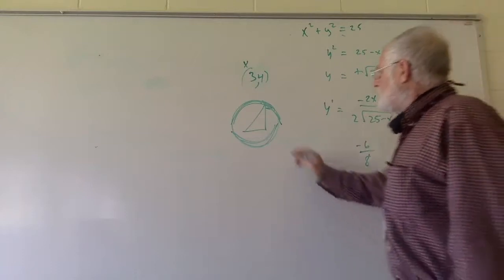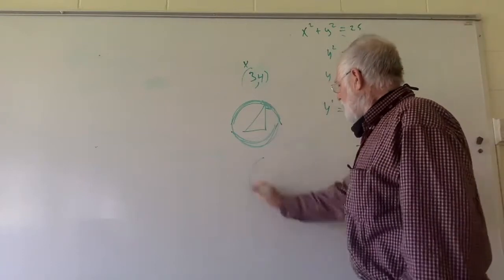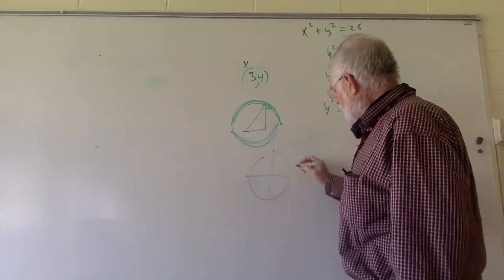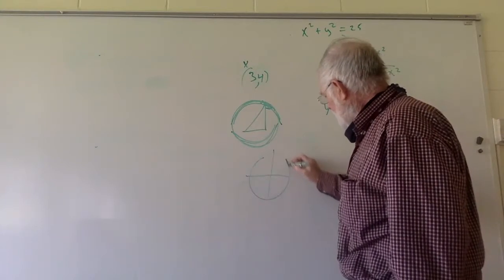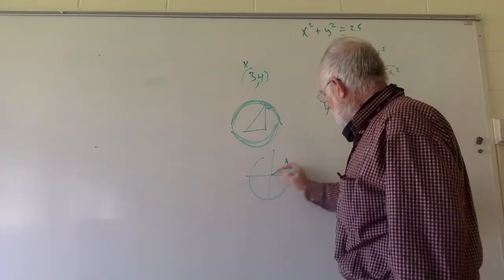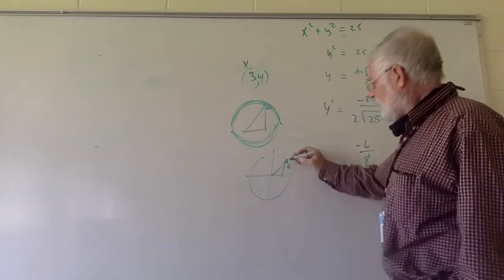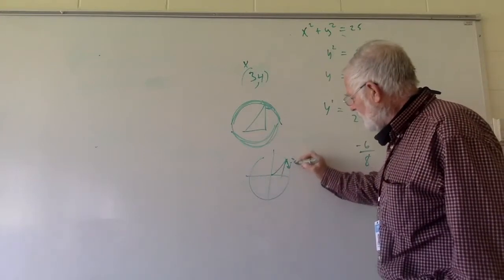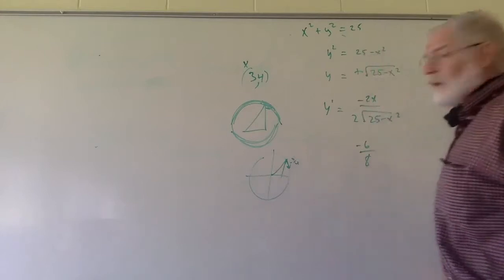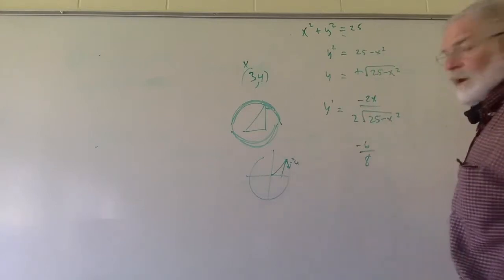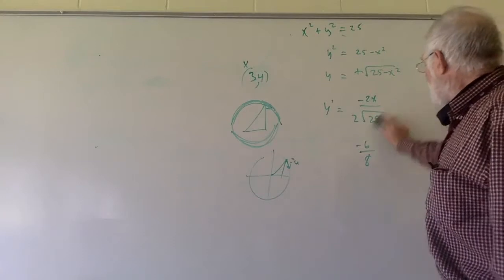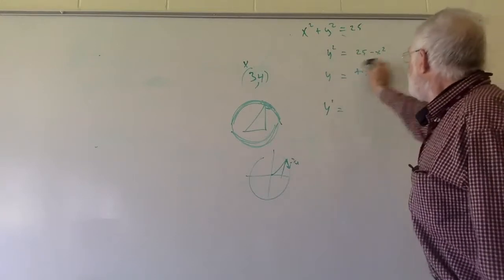So minus 3/4. So if I drew this better, minus 3/4 would be about maybe there. Okay, and that would be my 3, 4, 5 triangle. And that's my slope at that instant. Okay, and that's what we've been practicing. I should have been able to follow that. But I don't have to do it that way.